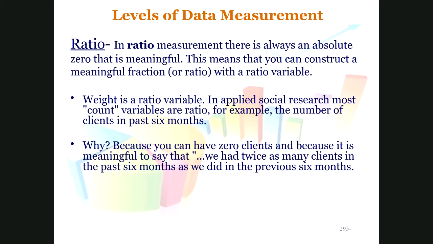So in applied social research, most count variables are ratio. So for example, the number of clients in the past 6 months. And why? Because you're going to have 0 clients, right? And because it is meaningful to say that we had twice as many clients in the past 6 months as we did in the previous 6 months. Is that understandable? Because people get mixed up between ratio and interval, not usually between ordinal and nominal. So is everybody clear with the difference between ratio and interval?